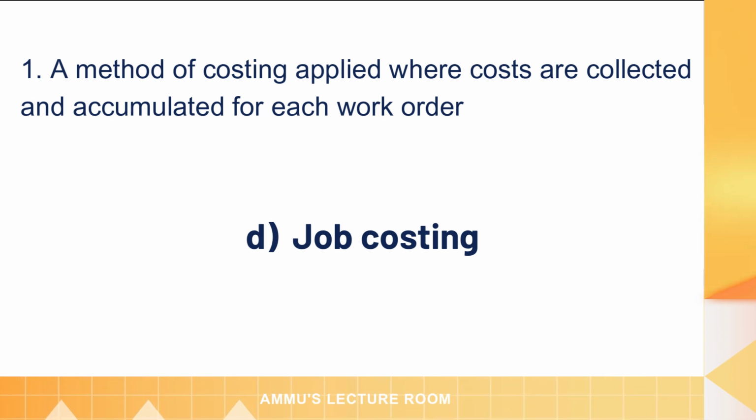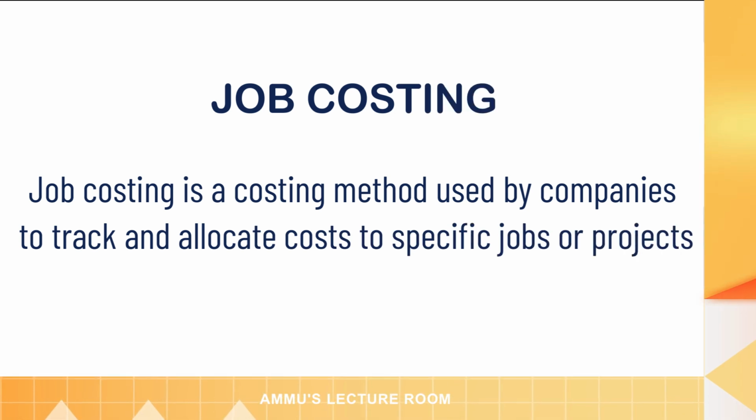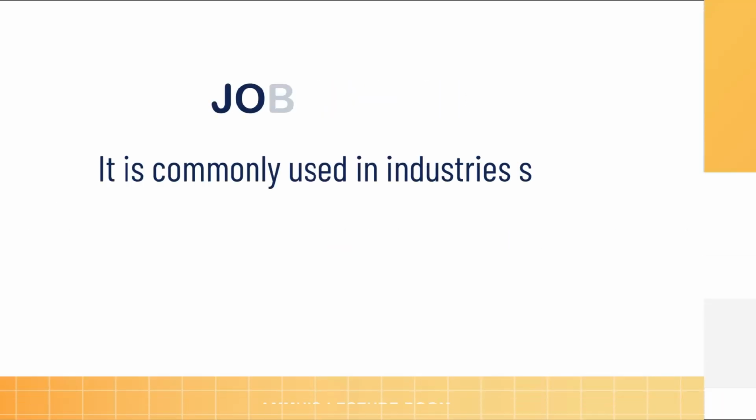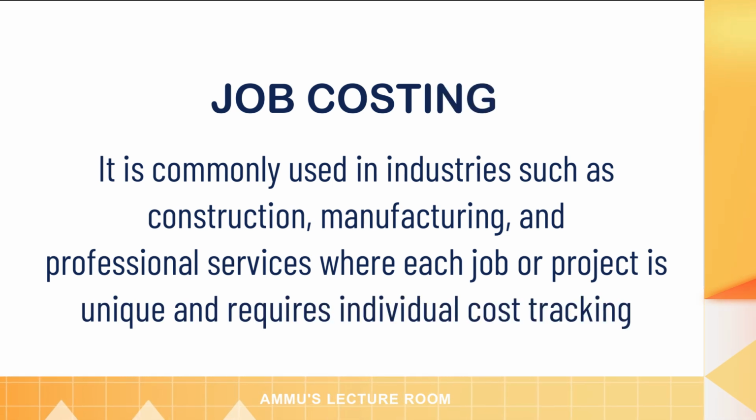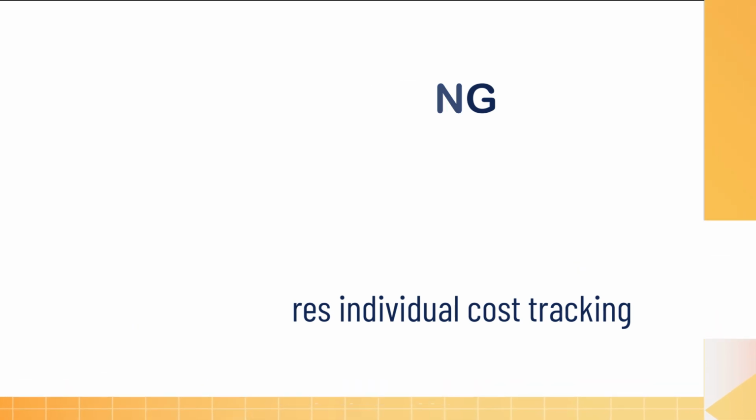Now let's see job costing in detail. Job costing is a costing method used by companies to track and allocate costs to specific jobs or projects. It is commonly used in industries such as construction, manufacturing, and professional services where each job or project is unique and required individual cost tracking.